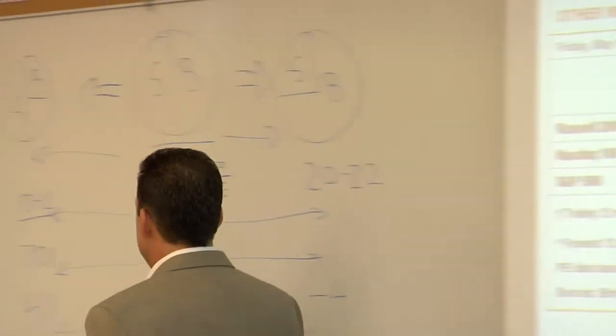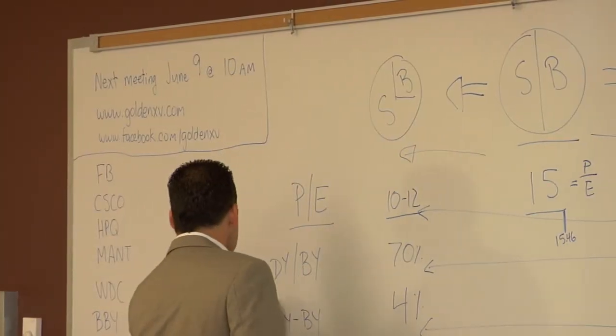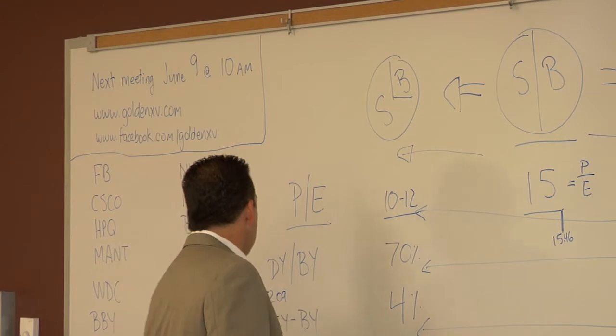So let's look at the dividend yield over the bond yield. Okay, the dividend yield is right here. Dividend yield on the S&P 500 is 2.09. You see that? 2.09. What about the bond yield?